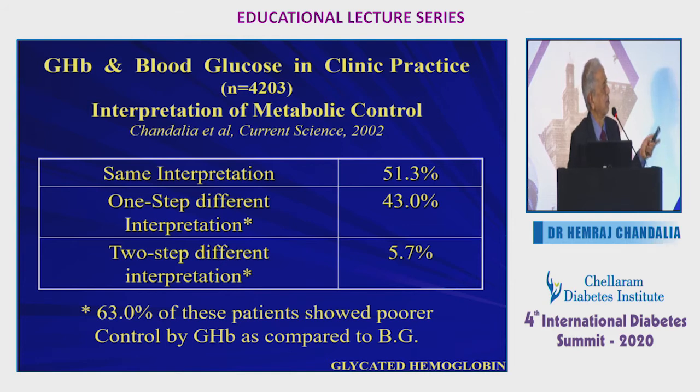Good control by blood glucose, good control by A1C, and as human behavior is very erratic, as you saw in the case of diets in the previous lecture, erratic behavior. So there is a one-step difference in 43%, and some have a two-step difference. Two-step difference means glycated hemoglobin says poor control and blood glucose says good control. This is because the patients alter their diet on the day they see you. So blood glucose is a highly manipulable test. We call it a manipulable test.